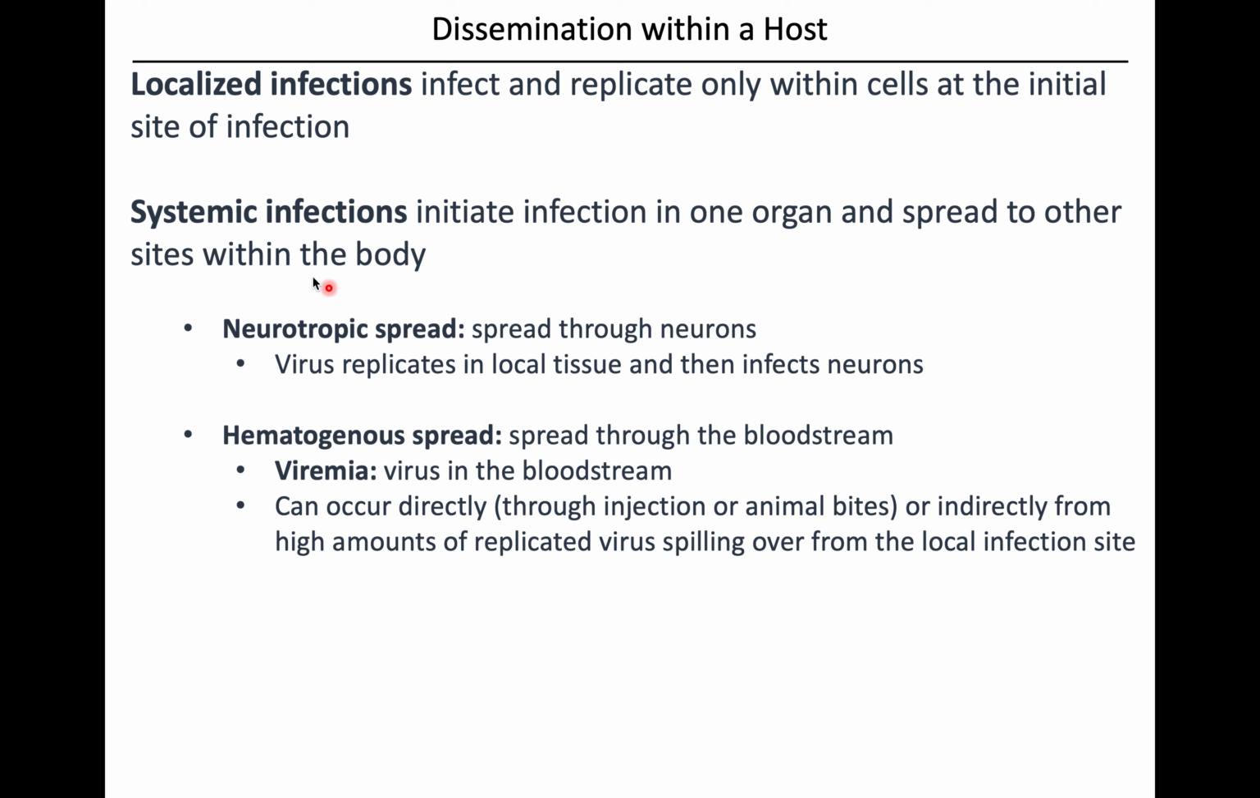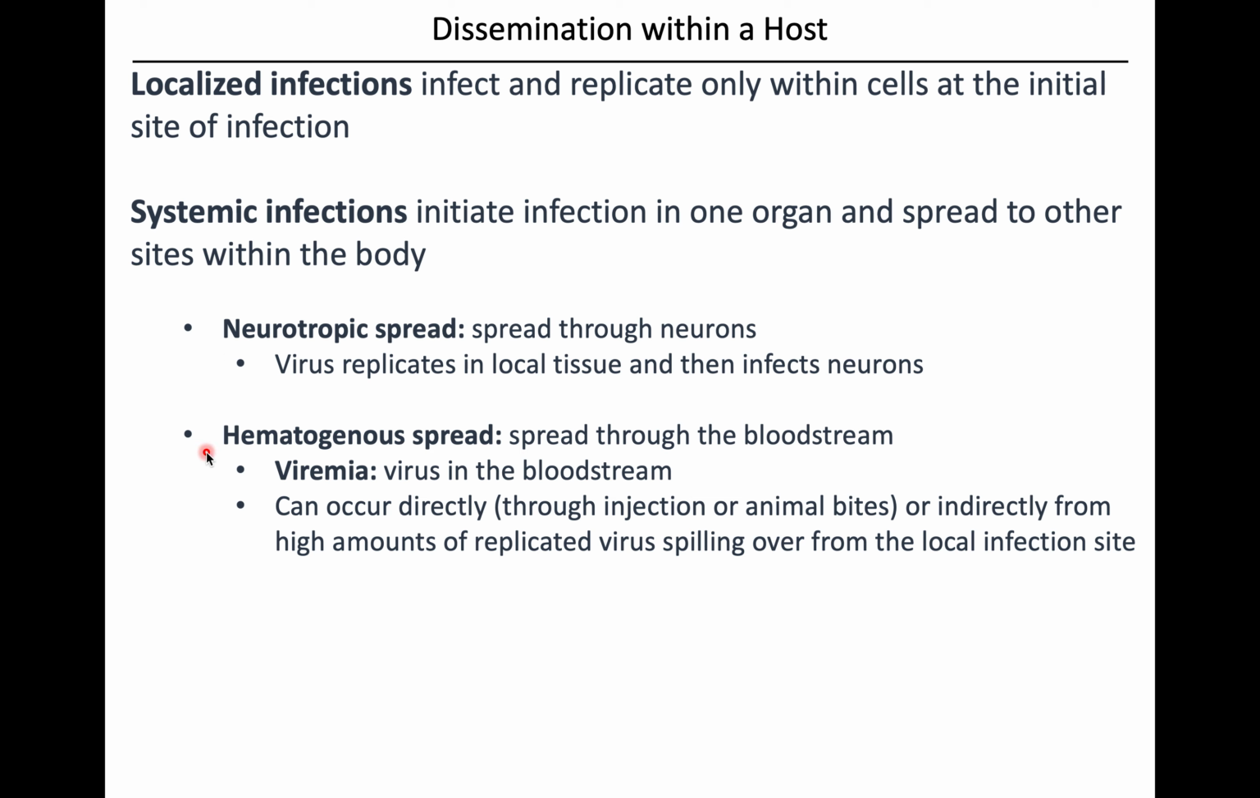So how does systemic infection occur? Well, really two main mechanisms. One would be what's called neurotropic spread, where the virus is spreading through neurons. So in this case, the virus would be replicating in the local tissue, then infecting the neurons, and because neurons are very long cells, right, that could then transmit it to additional parts of the body.